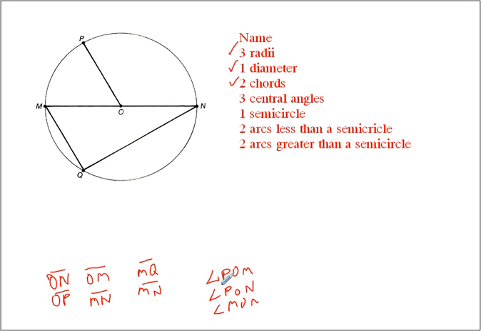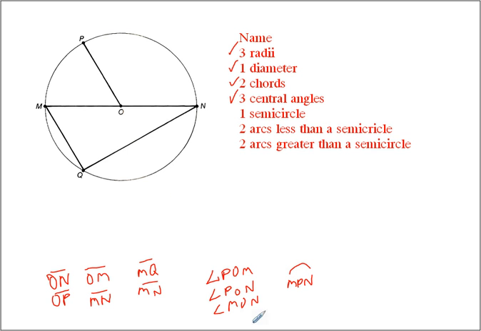And you could reverse these, so it's MOP and NOP and NOM. But the important thing is that O be in the middle. One semicircle. Well, we got actually a couple of semicircles. The semicircle that you could put down would be M, P, N. And the way we indicate when we're going on the outside of the circle is we put a curved line over the top.